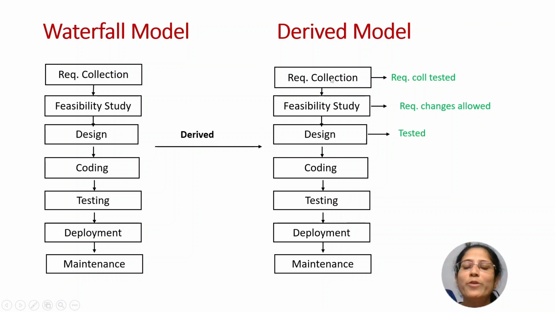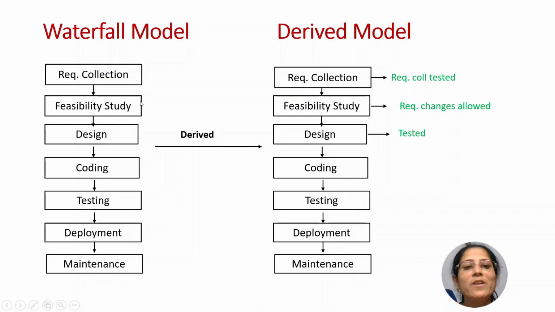In the derived model, we also have a total of 7 phases: requirement collection, feasibility study, design, coding, testing, deployment and maintenance. Then why are we taking the waterfall model as a base model and deriving the derived model from it? Because in the waterfall model, the requirement collection phase is not tested, whereas in the derived model, the requirement collection phase is tested. The second is, in the waterfall model, we cannot go back from feasibility study to requirement collection if there is any change in the requirement.